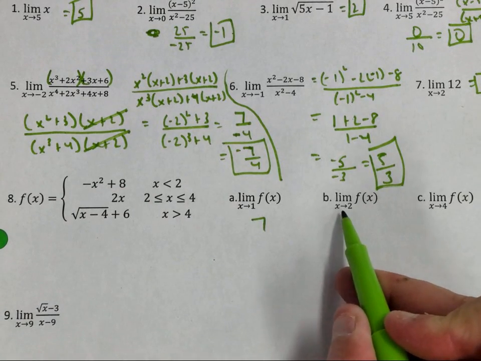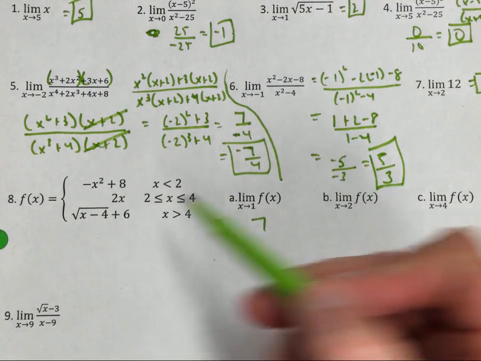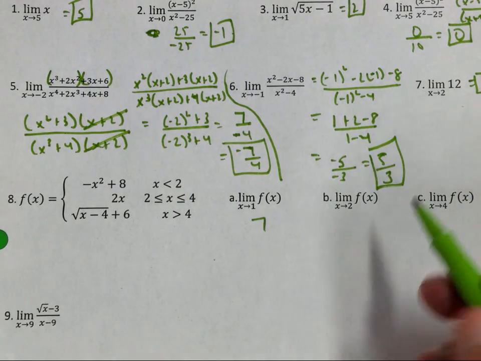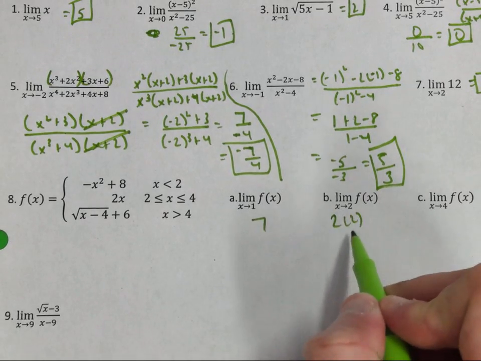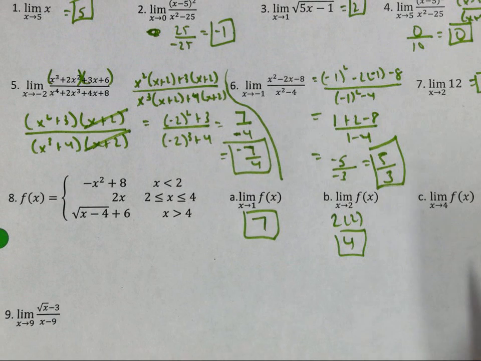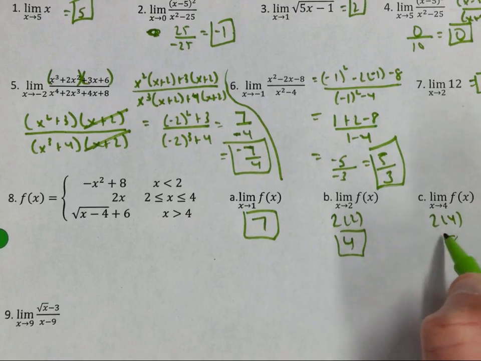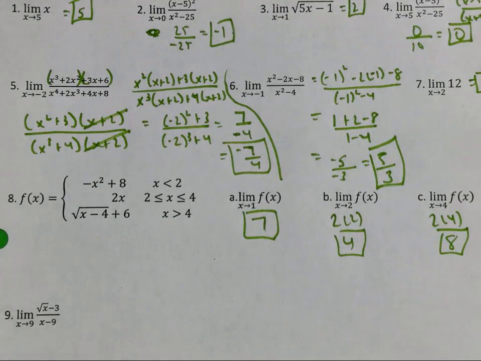Now I've got the limit as x approaches 2. Which one would you use, the first or the middle one? Middle one. What's 2 times 2? 4 is your answer. Now the limit as x approaches 4: which one would you choose, middle or last? Middle. 2 times 4 is? There you go. Direct substitution worked on all 3 of those.